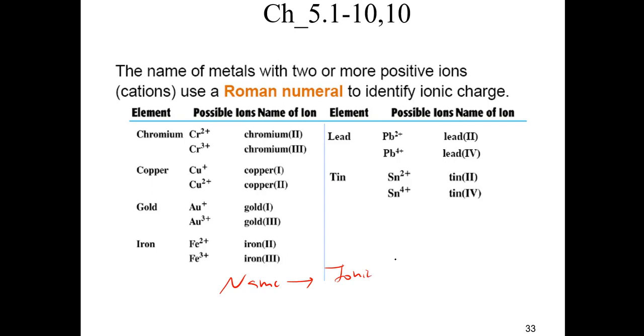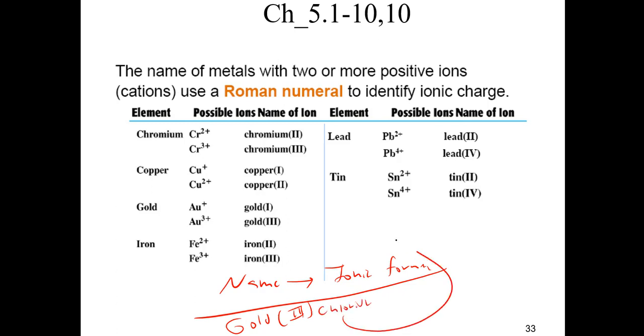I'm just going to give another example of the same thing, and I think you guys will be okay on this. So here is gold 3 chloride. Automatically, because I have the Roman numeral 3, it's an Au3+. It's a chloride with a minus charge.